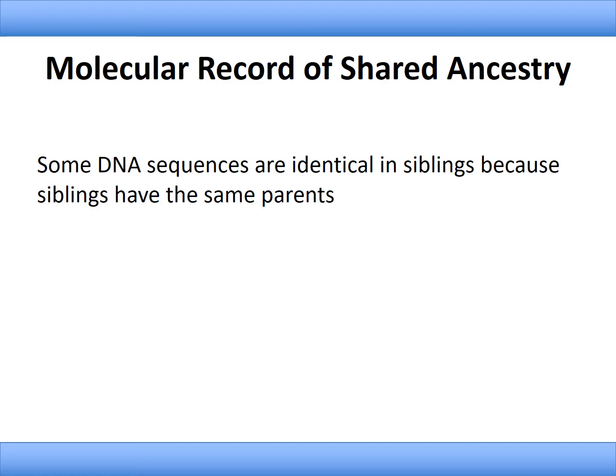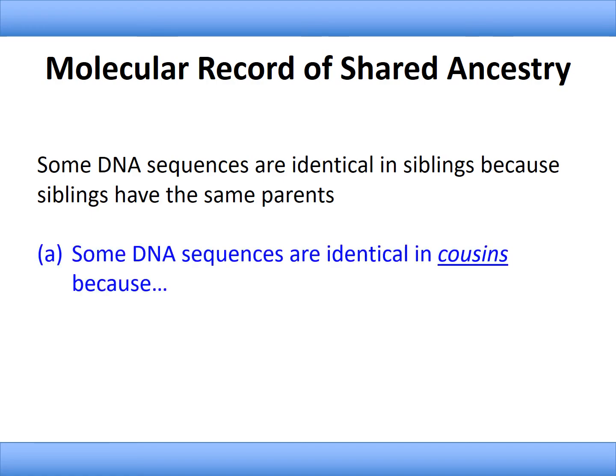Some DNA sequences are identical between 2 people because they're related. So for instance, some DNA sequences are identical in siblings because the siblings have the same parents. If we extend this logic further out in the family, some DNA sequences are identical in you and your cousins because you both inherited that particular sequence from your shared grandparent.